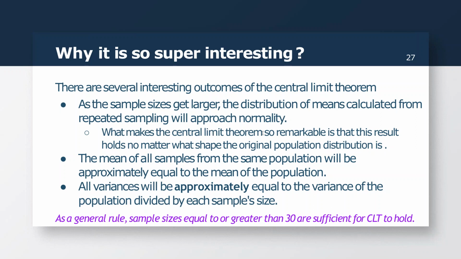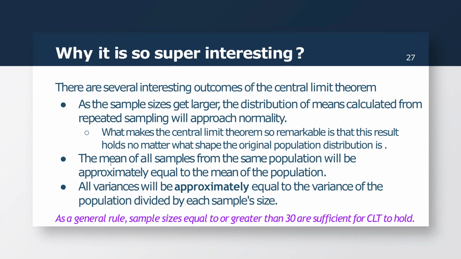And what makes the central limit theorem so remarkable is that this holds no matter what the original population distribution is. So even if you take a small sample which does not follow the normal distribution curve, maybe it's a binomial curve, but if you take a large enough sample, it will always turn into the bell curve. That's what this point means.